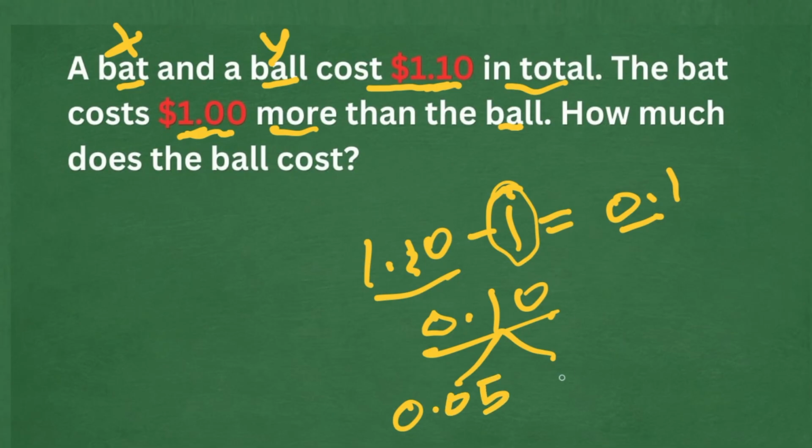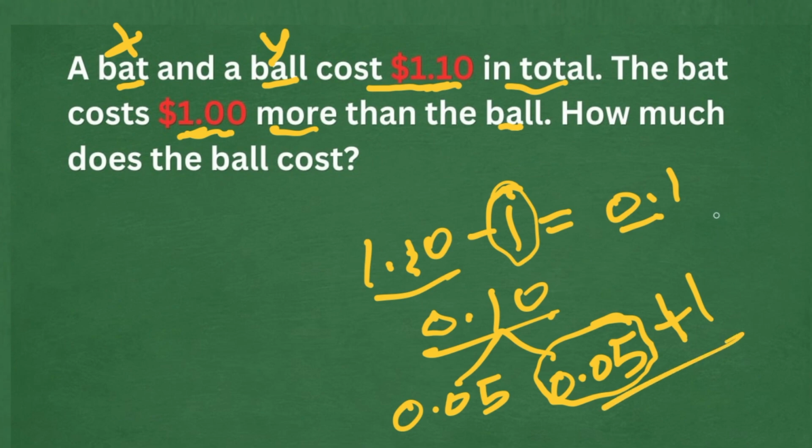So the ball is 5 cents and the bat is 5 cents. So since the bat costs $1 more than the ball, we have to add the $1 back. So the bat costs $1.05, and the ball costs only 5 cents. So this is the way to do it in your head. I think this one is going to be very easy for you guys.